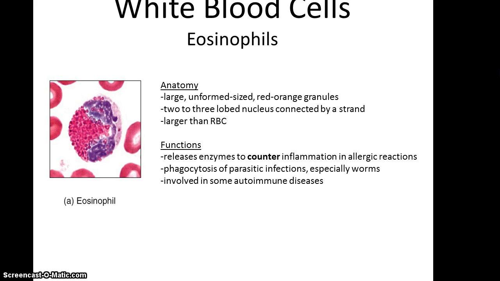So they try to stop the inflammation, the swelling from an allergic reaction. They also are very important in the phagocytosis of parasitic infections, especially worms. So they're there to get rid of those nasty worms that, fortunately, we don't get that as much here in America. And they're involved in some autoimmune diseases.